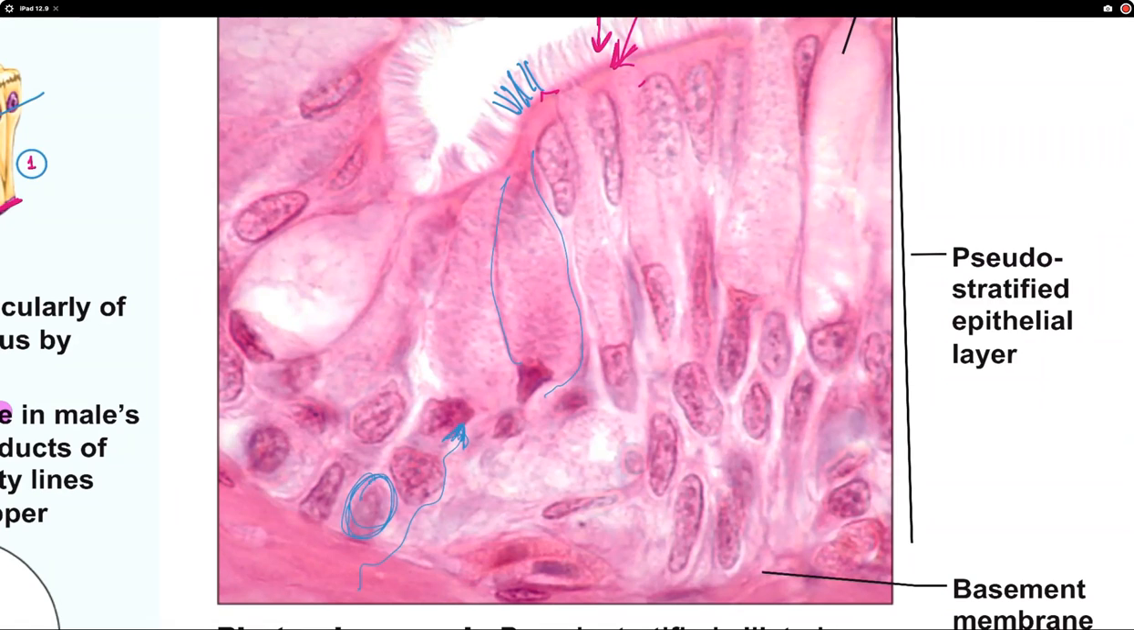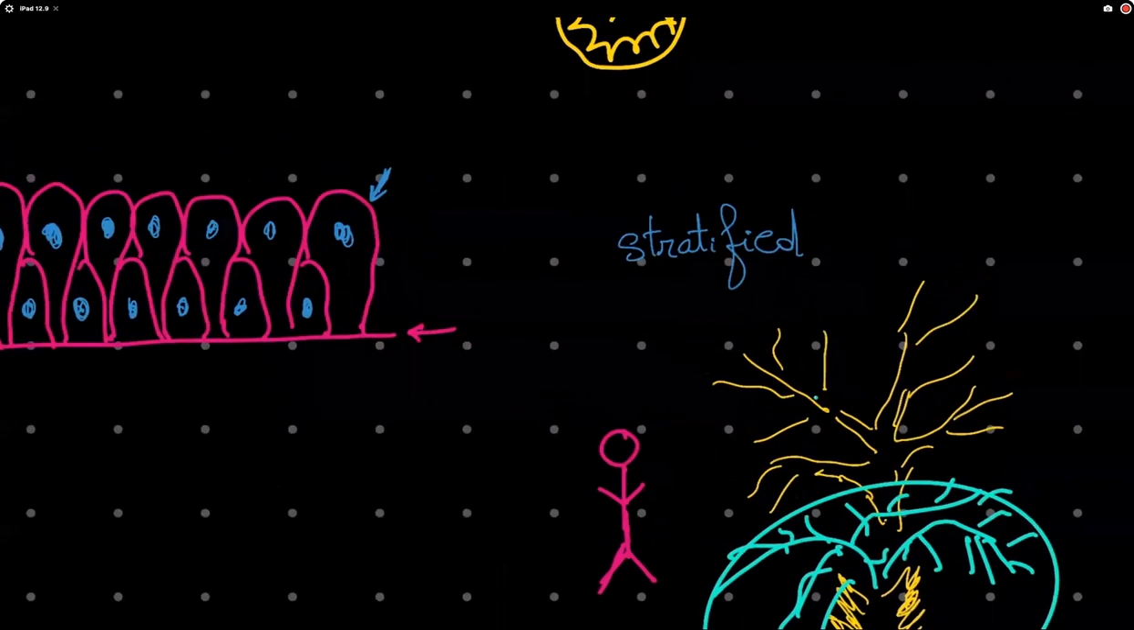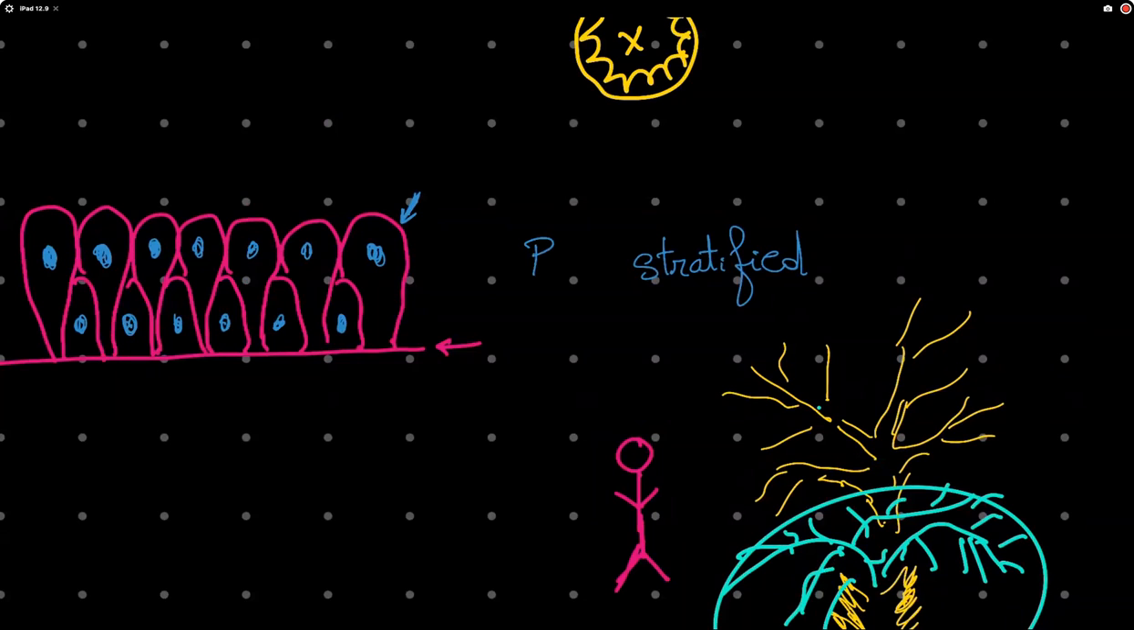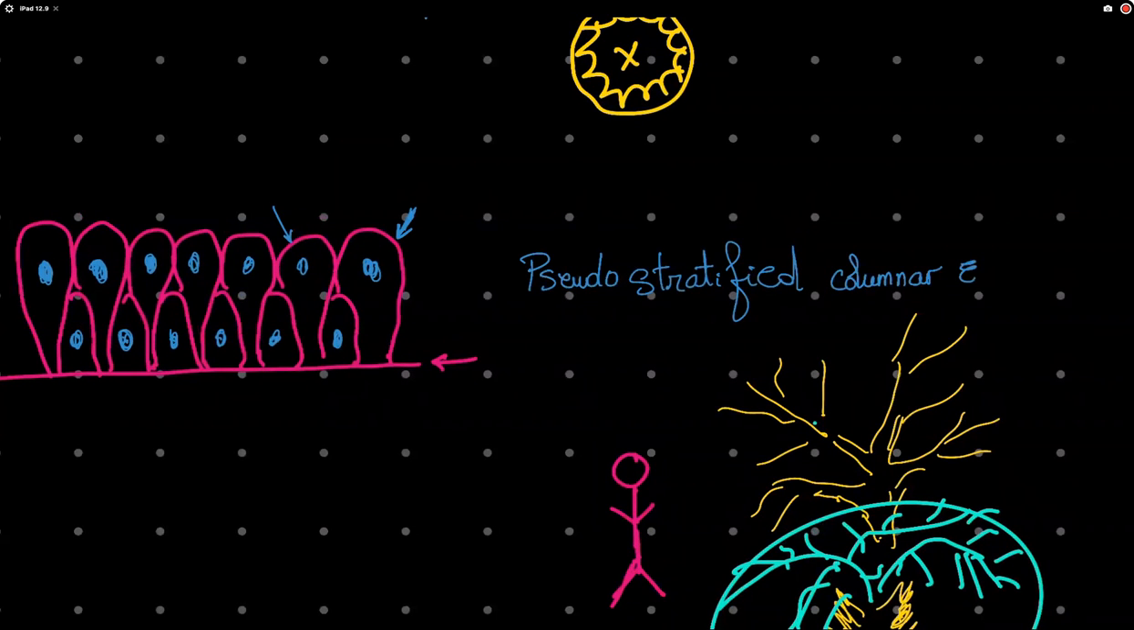You can't have small cells and on top of them, larger cells. Because as you keep going up, you get less nutrients, less oxygen. So this is going to be a false stratified, a fake stratified. It's what we call pseudo-stratified. And the top cells, apical cells, are columnar. So we're looking here at pseudo-stratified columnar ciliated epithelium.